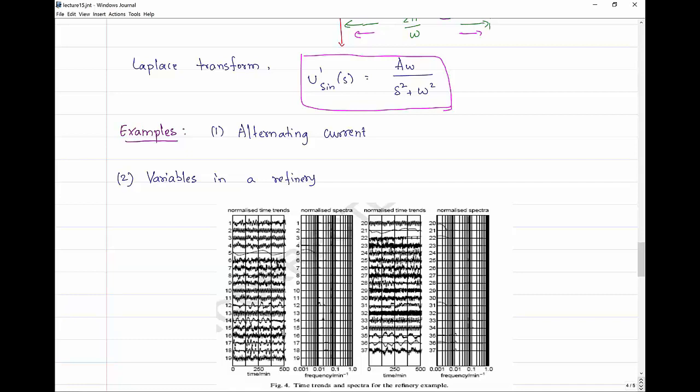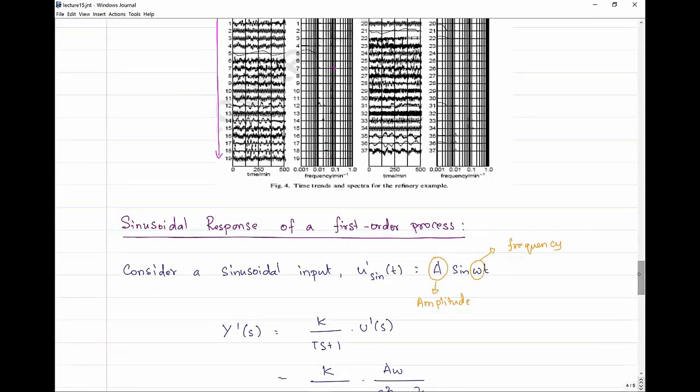This is not uncommon. Here I have data from a refinery in Singapore. As you can see in the data, on the left hand side you see 19 different variables in this refinery, and there is a persistent pattern of oscillations in these variables. It turns out that these oscillations actually originated in a certain variable and propagated through the entire refinery. So seeing these oscillations, which are very similar to sinusoidal input, is something that is not uncommon.